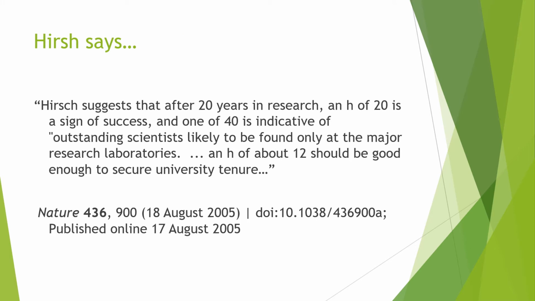Hirsch suggests that after 20 years in research, an H of 20 is a sign of success, and an H of 40 is indicative of outstanding scientists likely to be found at only major universities. An H of about 12 should be good enough to secure university tenure. I've taught many classes on this, and when I read this quote, most of the faculty laugh. Very few faculty have an H of 12.